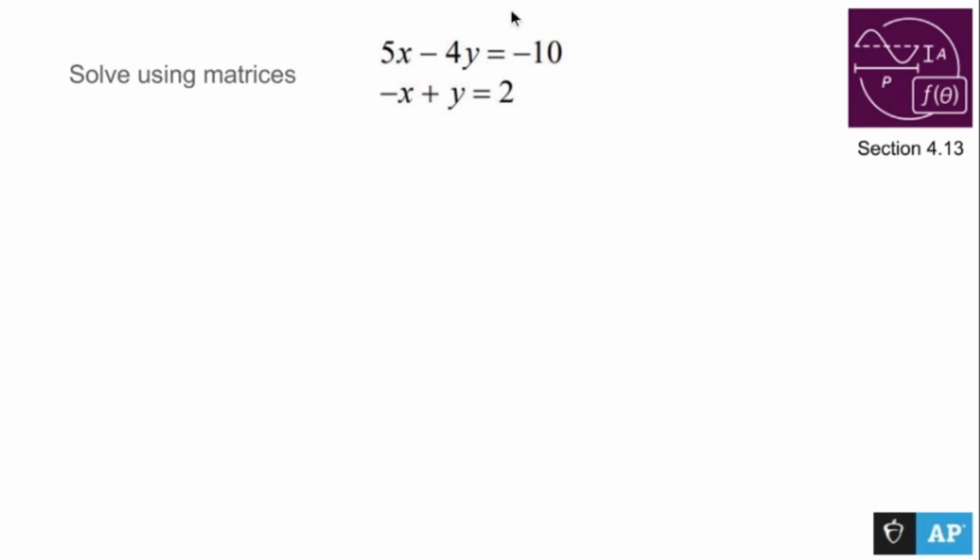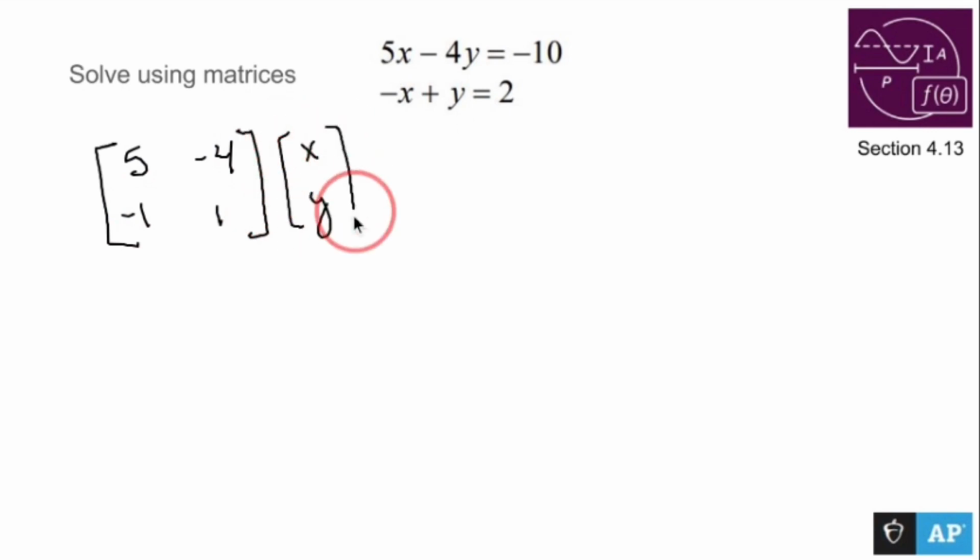Solve using matrices. All right, so this is how I can rewrite this as a matrix. I can take the coefficients 5, -4 for the top row, and 1, 1 for the bottom row, multiply that to a matrix of x and y, and that will equal what I get over here, -10 and 2.